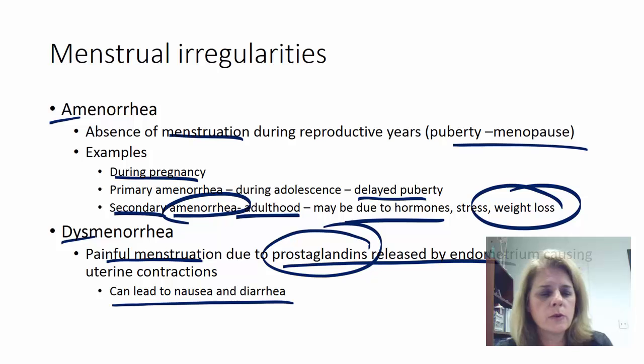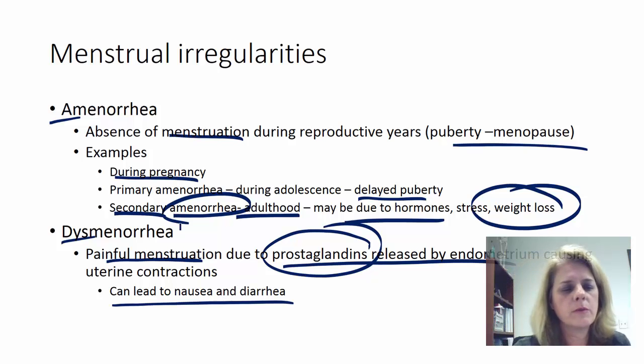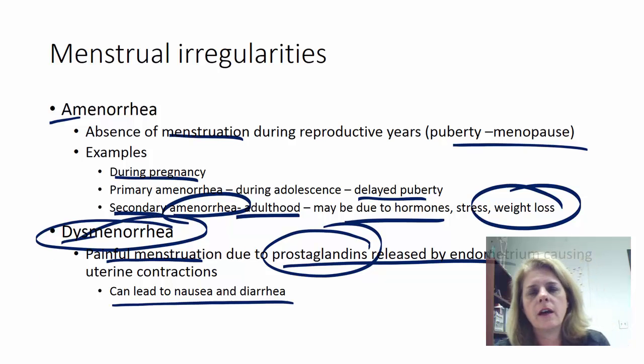So dysmenorrhea is a real problem. So if you have painful periods, you may need to, of course, take some pain medicines. But this is one of the reasons a lot of people will start taking the birth control pill to help regulate their periods, and sometimes that'll help with the dysmenorrhea as well.